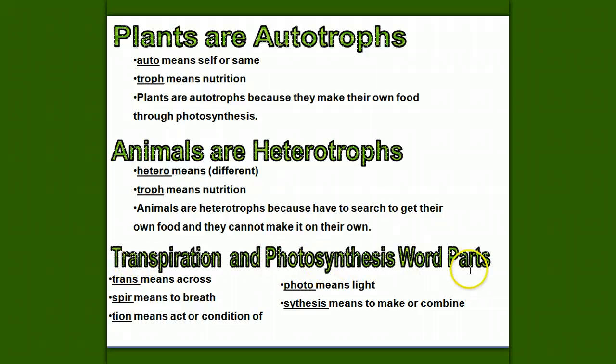Transpiration and photosynthesis word parts look like this. Trans means across. The water is traveling across. Spire means to breathe. Across, breathe. Shun means act or condition of. Act of breathing across. The water is released through transpiration.